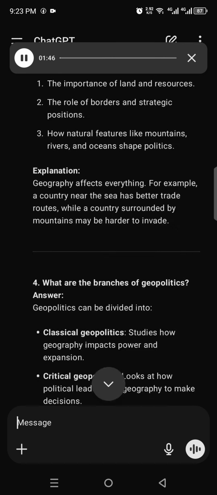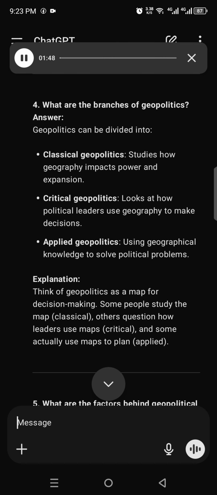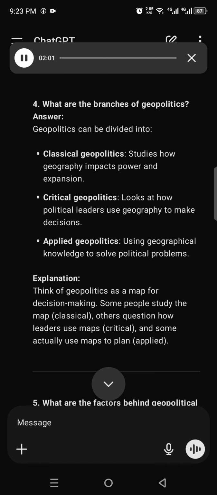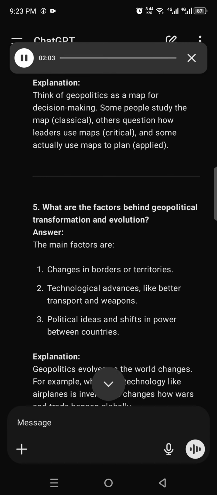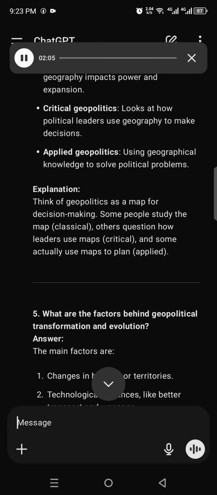4. What are the branches of geopolitics? Answer. Geopolitics can be divided into classical geopolitics, which studies how geography impacts power and expansion; critical geopolitics, which looks at how political leaders use geography to make decisions; and applied geopolitics, using geographical knowledge to solve political problems. Explanation. Think of geopolitics as a map for decision-making. Some people study the map, classical; others question how leaders use maps, critical; and some actually use maps to plan, applied.